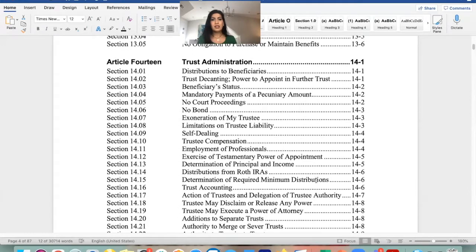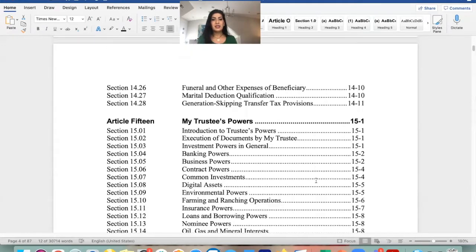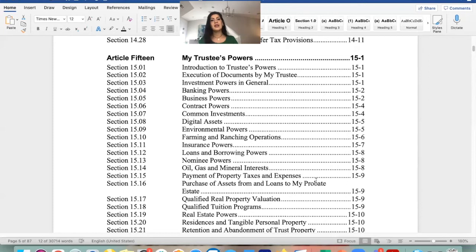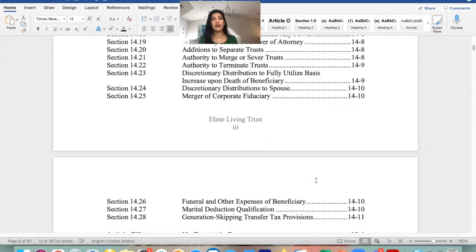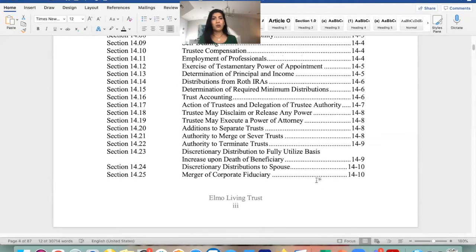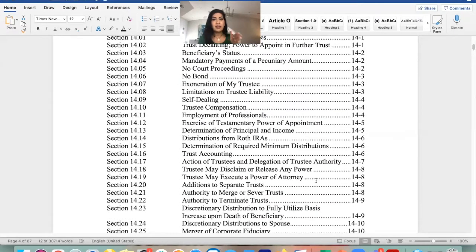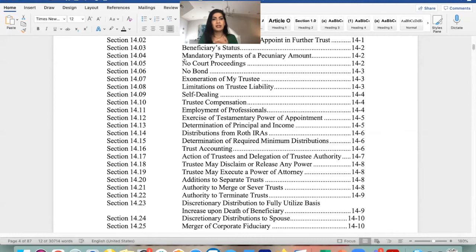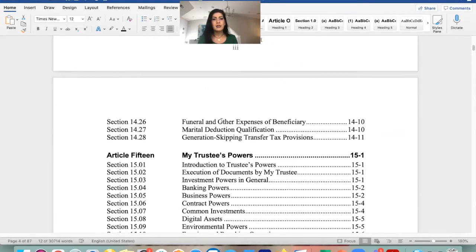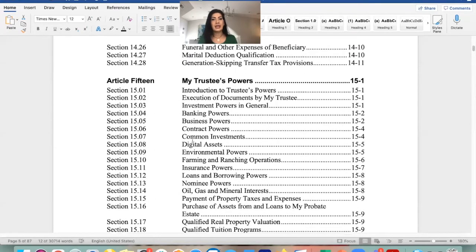Article 14 and Article 15 are talking about what exactly the trustee is allowed to do and how they are supposed to do it. What permissions do they have? It's giving that guidance. So for example, no court proceedings. It's making it clear that they can take care of your banking stuff.